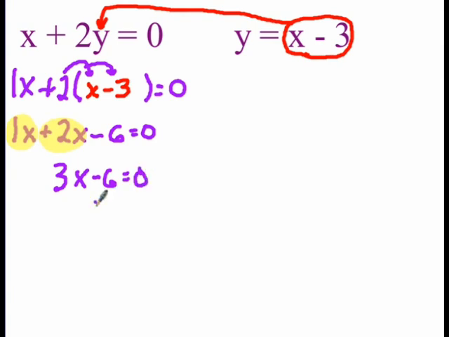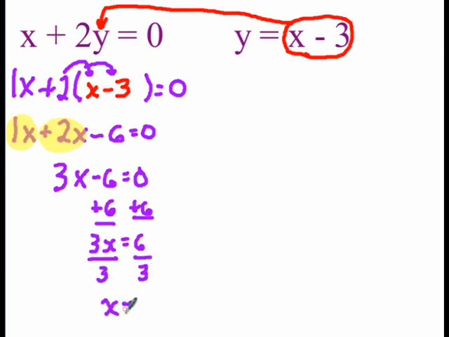And from this point, I am assuming that you are a master equation solver, and that you can add 6 to both sides, and then know to divide by 3, because the 3 and the x are touching, and that is just gross. 6 divided by 3 gives me 2. So I circle this, knowing that x is the same thing as 2 in this problem.